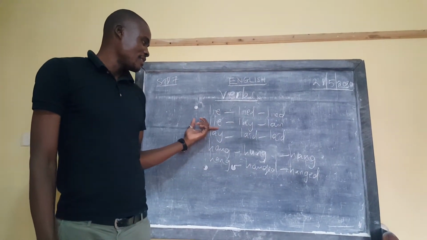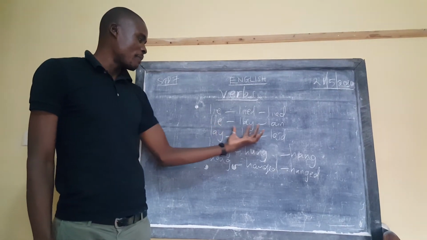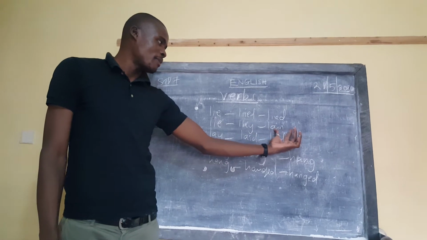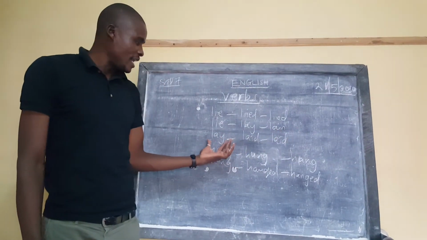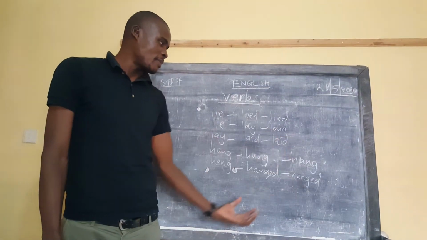Jane lie, this is the verb lie for lying down. So to lie, the past will be lay, and the past participle will be lain. And lay is also here for an egg. That will take laid and laid in the past participle.